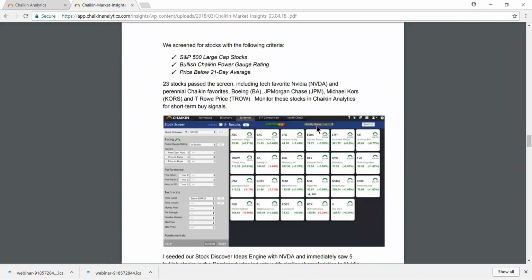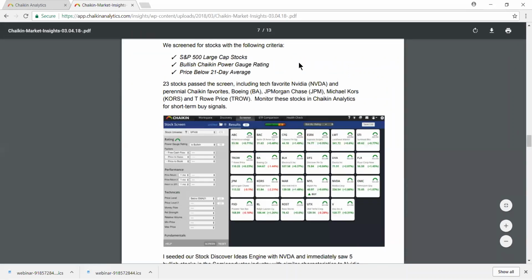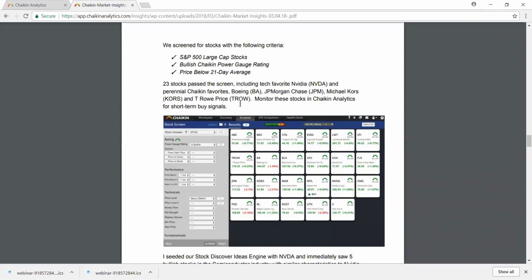Okay, so what I did is I used his screener parameters, and I'll show you how I did that, to plug in the S&P 500 large cap stocks, bullish power gauge rating, and a price below a 21-day moving average. And he got 23 stocks, including favorites NVIDIA, Chaikin favorites Boeing, which I own, JP Morgan Chase, which I own, Michael Kors, which I own, and T. Rowe Price, which is now on my watch list. Monitor these stocks in Chaikin for short-term buy signals.